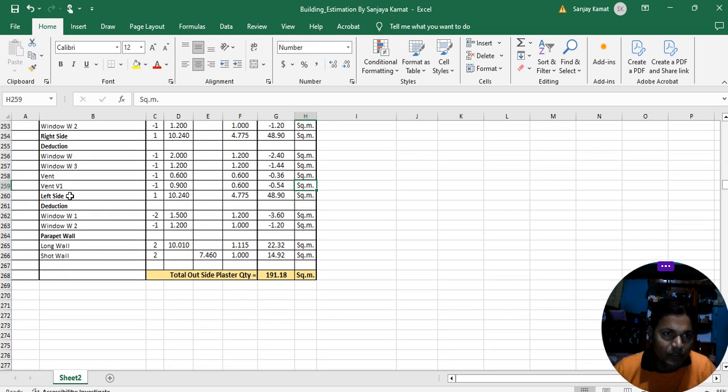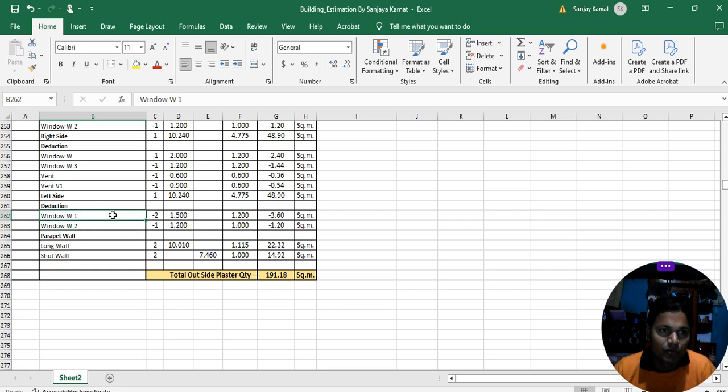Now we are going to work for the left side. Left side number is 1, length is 10.240 meter, and thickness is how much? 4.775 meter. After multiplying these three terms, you will get 48.90 meter square. Now once we work for the left side, you have to do the deduction also. What deduction do you have to do? Window W1 and window W2.